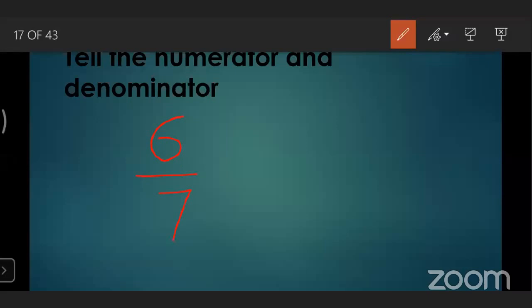6/7. Now tell me the numerator. Yes, 6 is a numerator and 7 is a denominator. Very good. Now, can you tell me numerator? 9/9. And 9 is denominator. Very good students. 9/9 here. 9 is a numerator and 9 is a denominator. Very good.